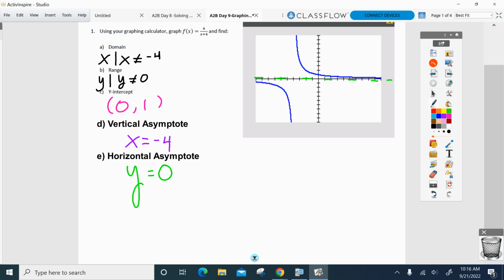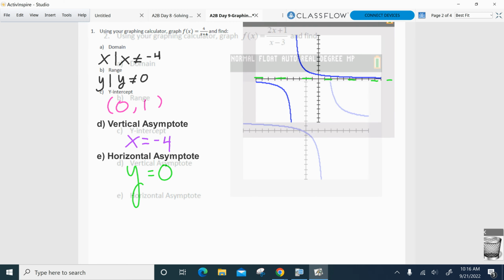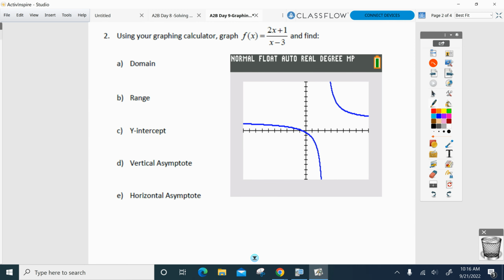Questions? We're going to do one more. Okay, go ahead. Go back to your y equals. Everyone hit your y equals button. Clear it out. And now put in 2x plus 1 over x minus 3. Hopefully our graphs match.